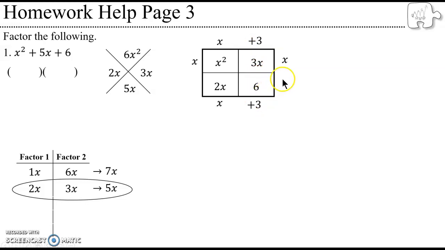Now 3 times what is 6? 3 times 2 is 6. Fill that in over here. And we're good. We got our length and our width. So now we fill that in for our answer, our length times our width. We got the answer to number 1.